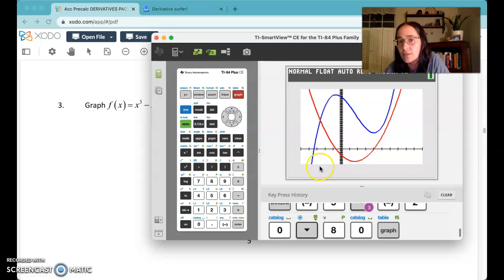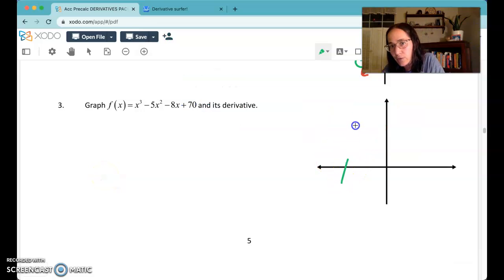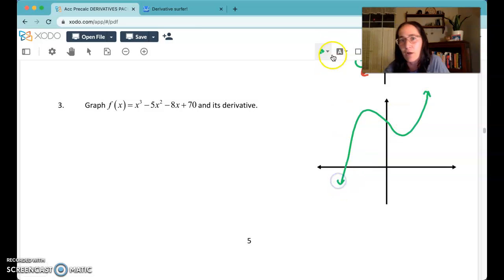But notice some things about this function and its derivative. The original was a cubic. We could have predicted that it rises, then falls, then rises. And if you go back to your calculator, you'll see something else predictable. The derivative is a parabola, right? It goes 1 power lower.